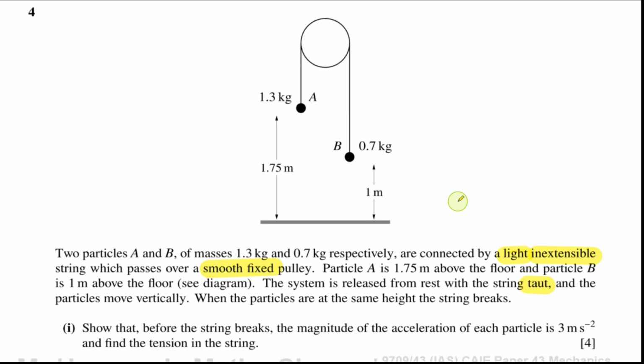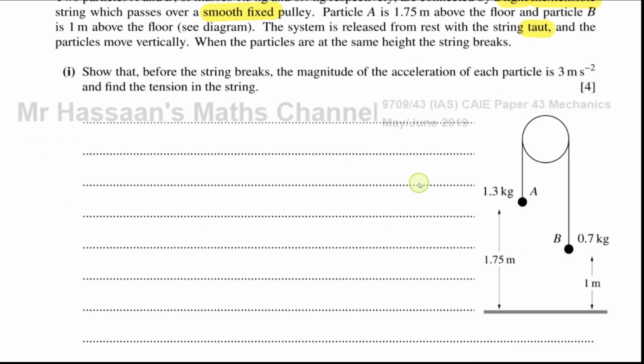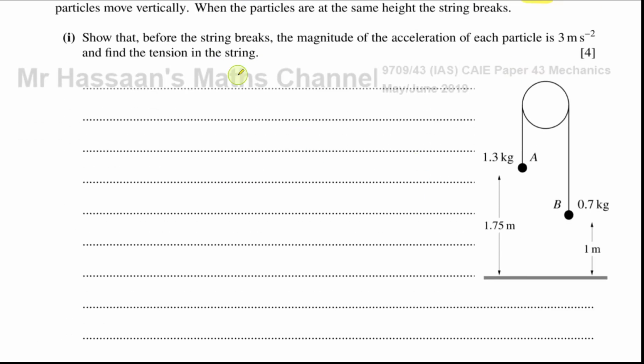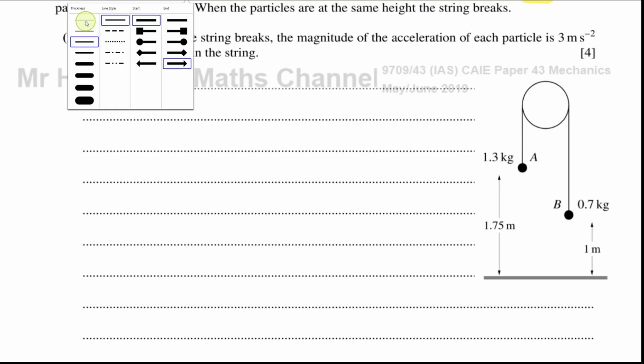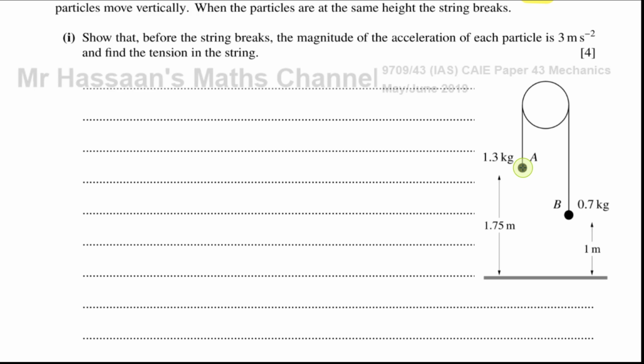Show that before the string breaks, the magnitude of the acceleration of each particle is 3 meters per second squared, and find the tension in the string. So now I'm going to consider the forces acting upon A and the forces acting upon B, and then we're going to work out the magnitude of the acceleration, show that it is 3 meters per second squared, and also find the tension in the string.